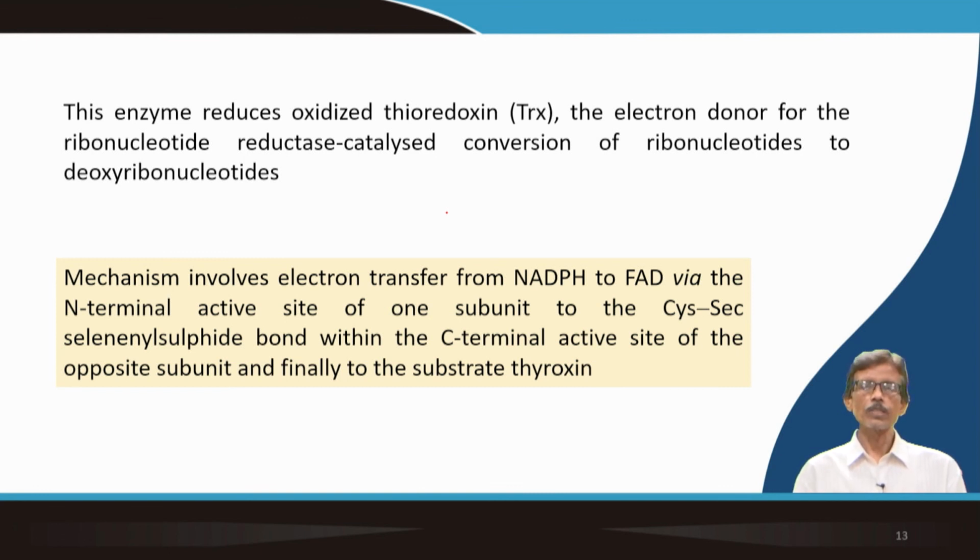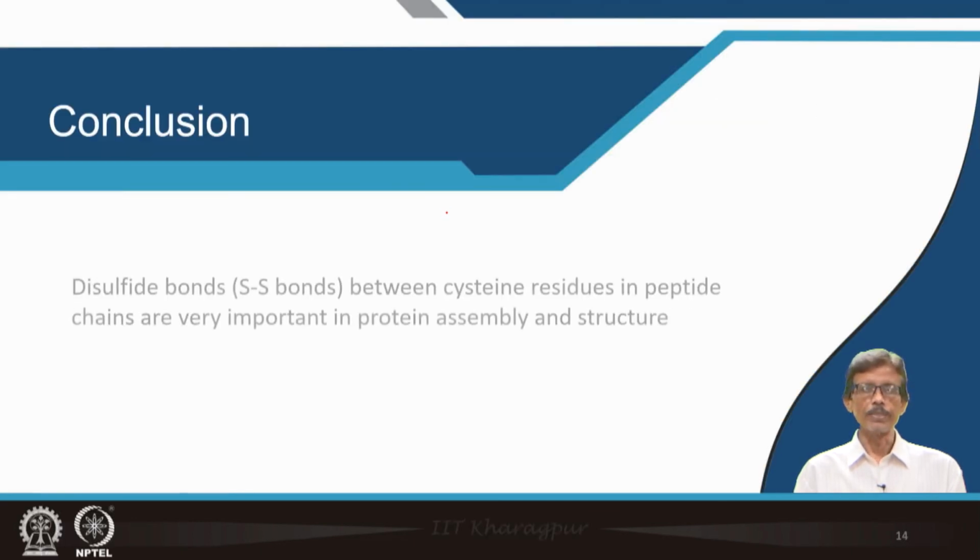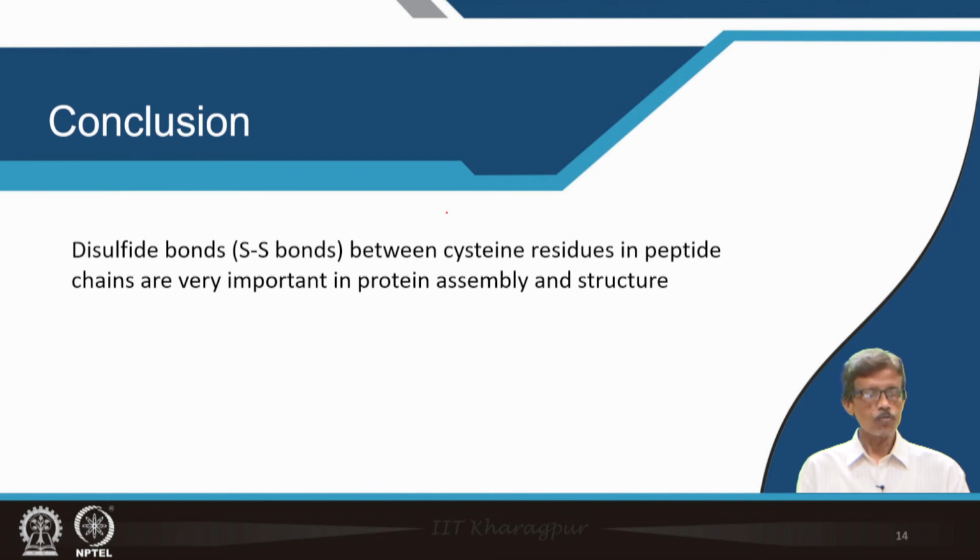We will have the electron transfer involving NADPH or FAD to FAD also, because you have different E0 values for these two molecules. Then the link between Cys and Sec, that means the selenyl sulfide bond, instead of the SS bond you have the SeS bond, and that is useful for all these reactivities. So, like the disulfide bond, the SS bond formation between cysteine residues can modify the structure of the peptide chain, and many such disulfide bonds are important for the assembly of the protein, giving a particular type of structure.